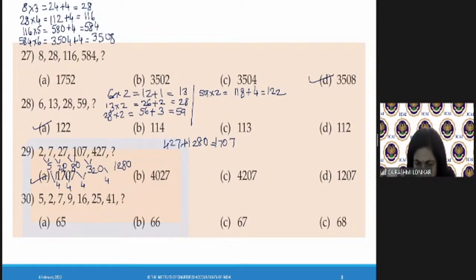Okay, this is one number is less and the others are more. So this is minus 3. This is plus 5. Then 2. Then 16 minus 9 will be 7. Yes. 25 minus 16 will be 9. Then 41 minus 25 will be 16.